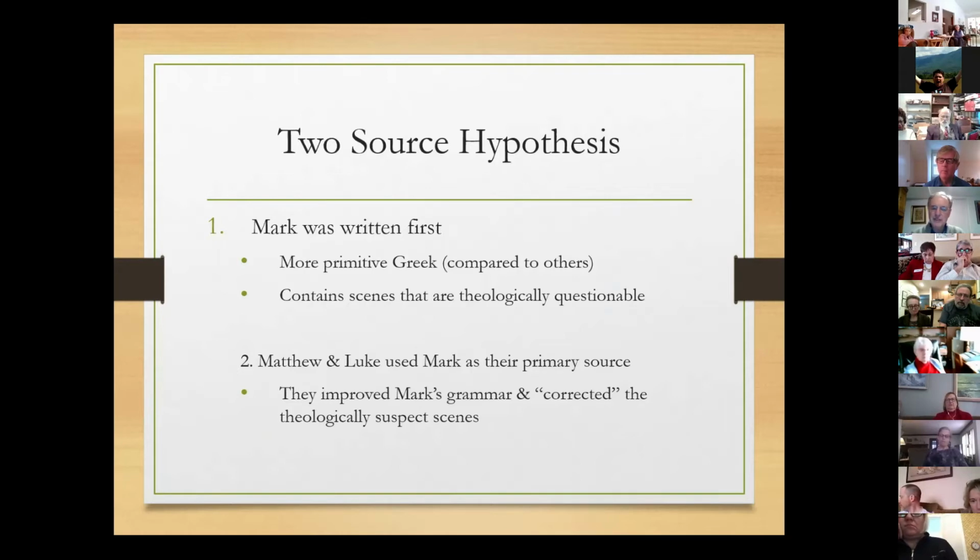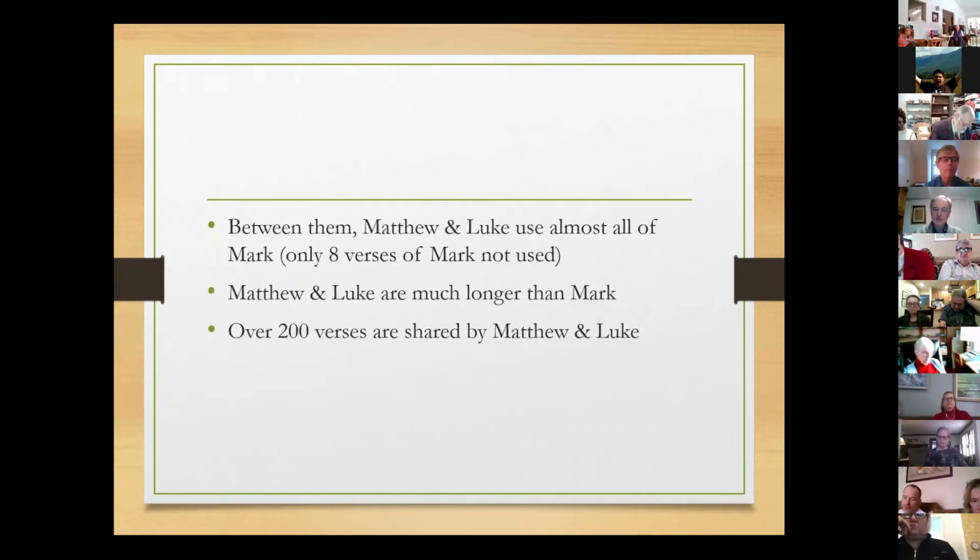There are a few scenes here and there in Mark where the picture of Jesus apparently was theologically uncomfortable. And you can see Matthew and or Luke changing that in ways that seem to improve that. So the two-source hypothesis makes sense of these differences by positing that Mark was written first. But as we mentioned before, there's a lot of material that only Matthew and Luke have that isn't found in Mark, about 220 verses. So where did that come from?